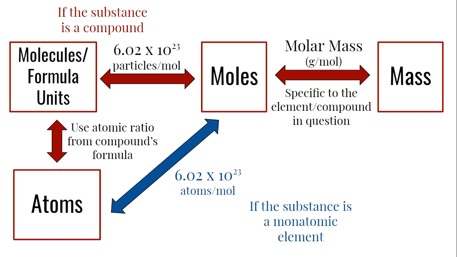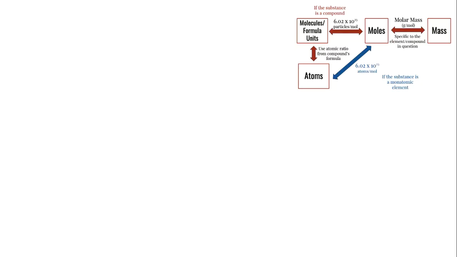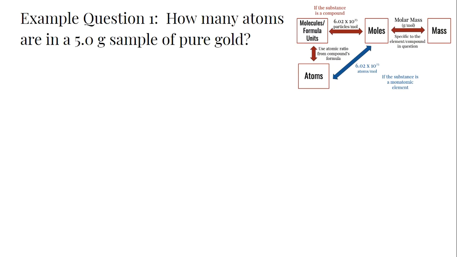So we're going to look at several examples, and we're going to use this roadmap to help us figure out how to solve the problem. So we're going to have our little roadmap up in the corner there. Our first sample question: how many atoms are in a 5.0 gram sample of pure gold?